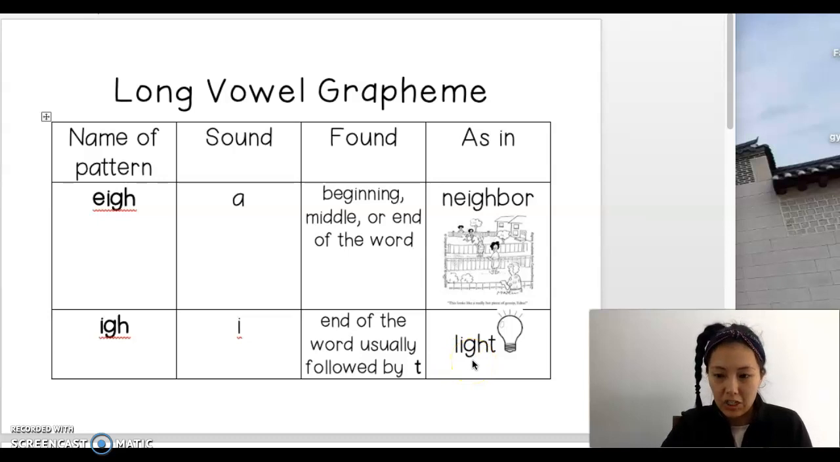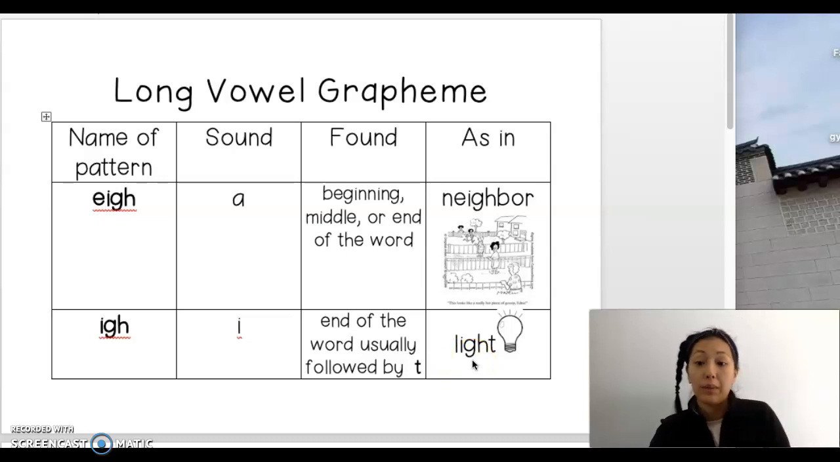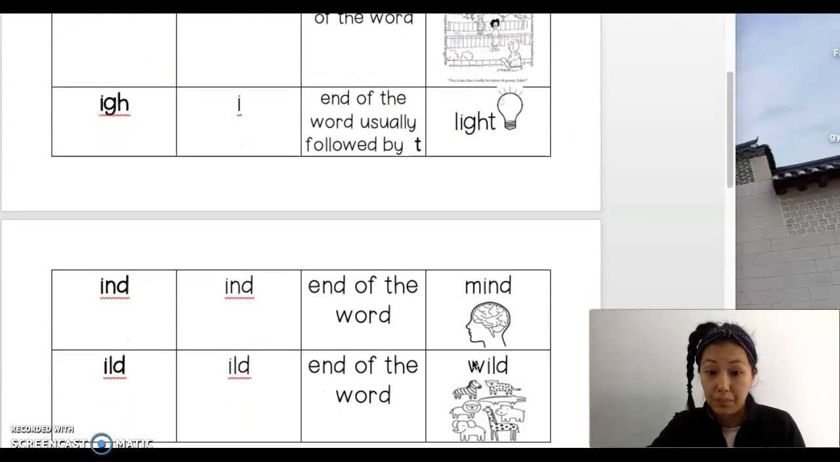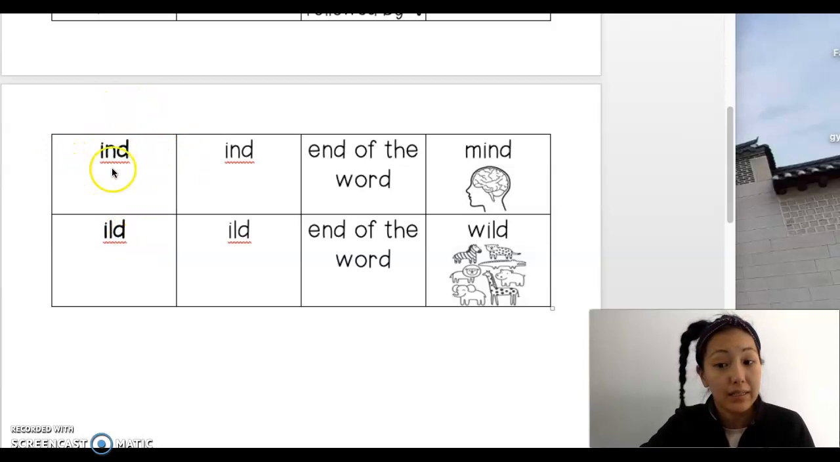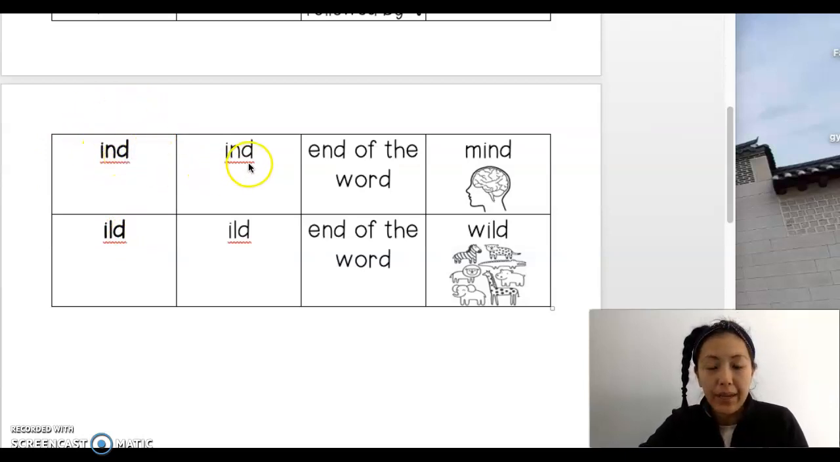In the next sections, friends, later on in this video, we'll talk about finger spelling because it's very important to know how to finger spell long vowel graphemes. The next 2 long vowel graphemes that you will be working on this week are IND and ILD. Here we go. Let's start with IND. Listening ears on. IND is the pattern, and it says IND. It's found at the end of the word, as in mind.